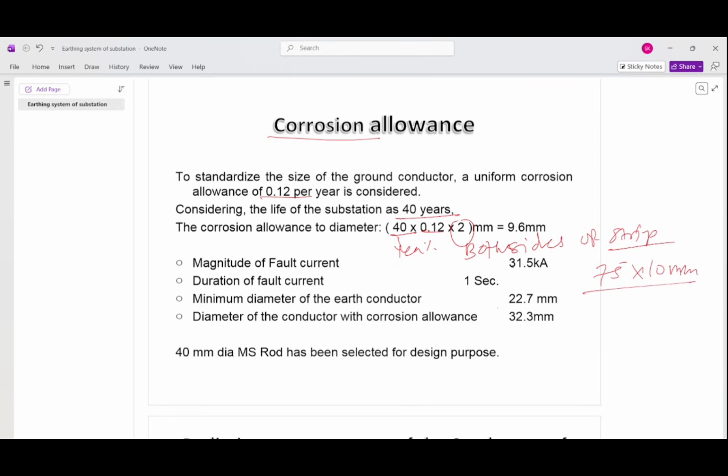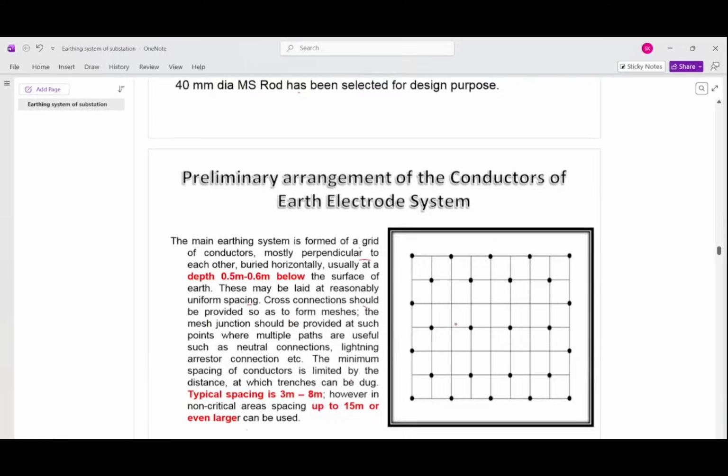If the magnitude of the fault current is 31.5 kA for a 1 second fault duration, 22 mm is the diameter of the earth conductor calculated, and after considering the corrosion allowance, it is 32.3 mm. So 9.6 mm is added, which is 12%. So a 40 mm MS rod has been selected for the design purpose.